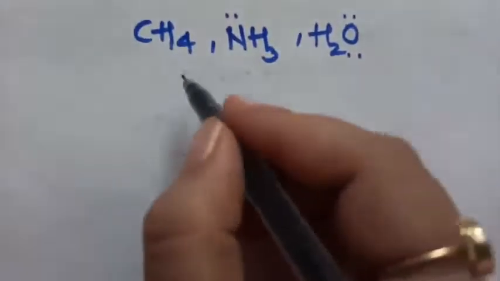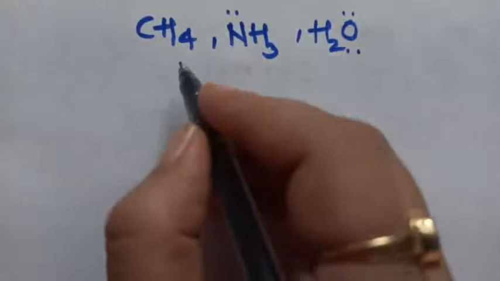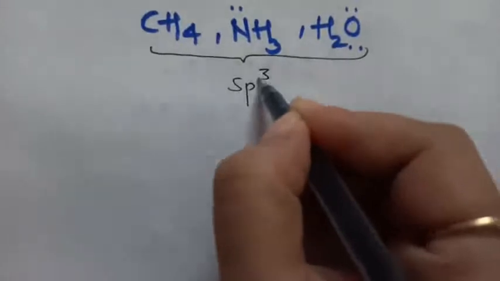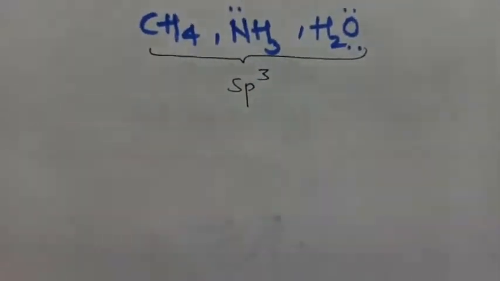Hello children, now in this video we will discuss the hybridization of methane, that is CH4, ammonia, that is NH3, and water, right? As I told you in the previous video, a trick to calculate the number of hybrid orbitals, and with the help of that you can calculate the hybridization. If you calculate the hybridization of all these three molecules, it will come out to be sp3 hybridization.